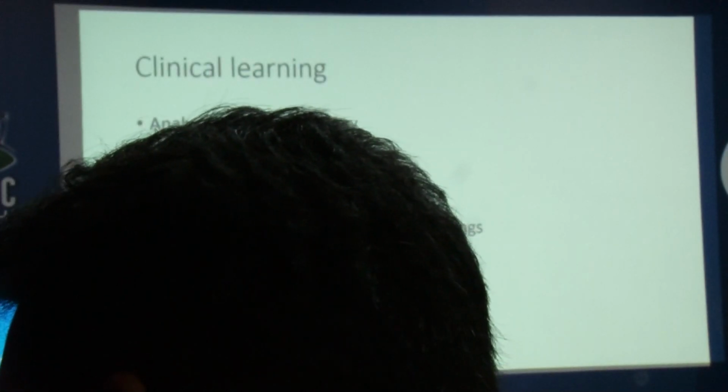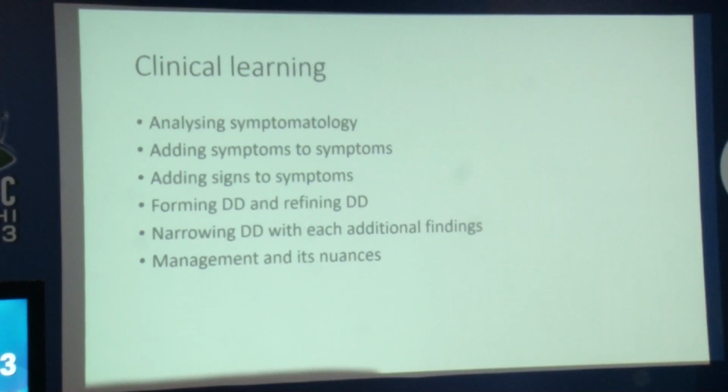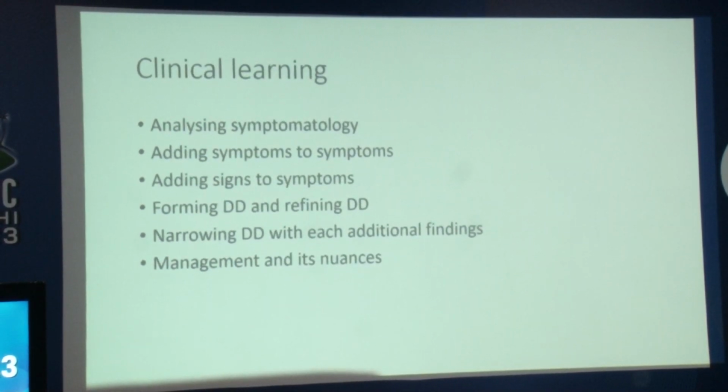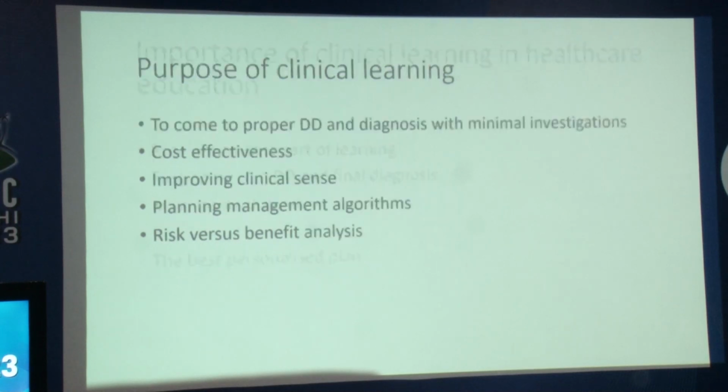Finally, the business of medicine would warrant more and more blanket, shotgun investigations. But what is actually required is tailored investigations after narrowing down the differential diagnosis based on clinical learning. And finally, management and analysis. These are the things we have encompassed. It is the most important part of learning. It is important that the fellow or the postgraduate who is joining the course knows this quite well. So you have to first come to a differential diagnosis and then a final diagnosis, decide on the management plans and the risks and benefits of each, and finally take home the best personalized plan.